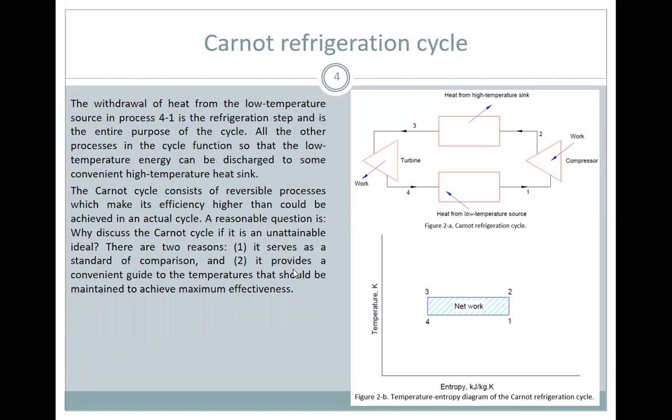So the withdrawal of heat from the low temperature source and passes 4 to 1 is the refrigeration step. It is the entire purpose of the cycle. Yun. Ibig sabihin, ito yung useful output. Kasi ito yung sa air conditioning, sa refrigeration, ito yung kailangan mo. Okay? All the other processes in the cycle function so that the lower temperature energy can be discharged to some convenient high temperature heat sink.